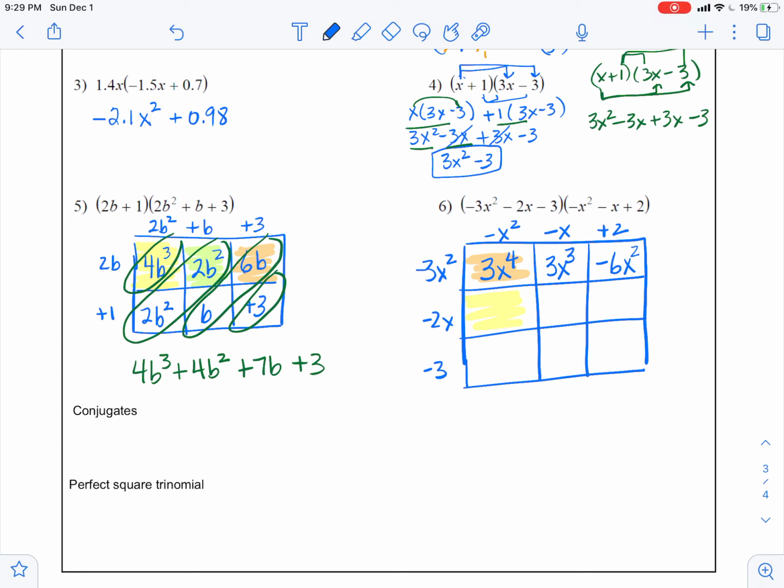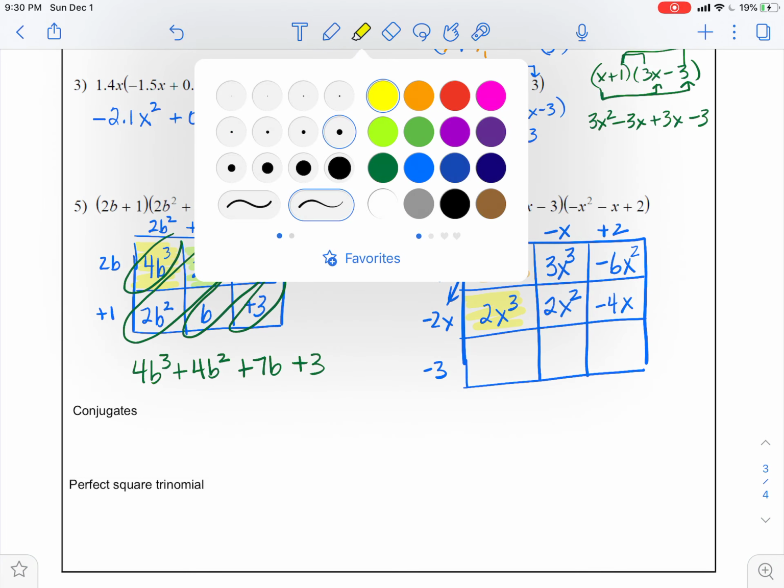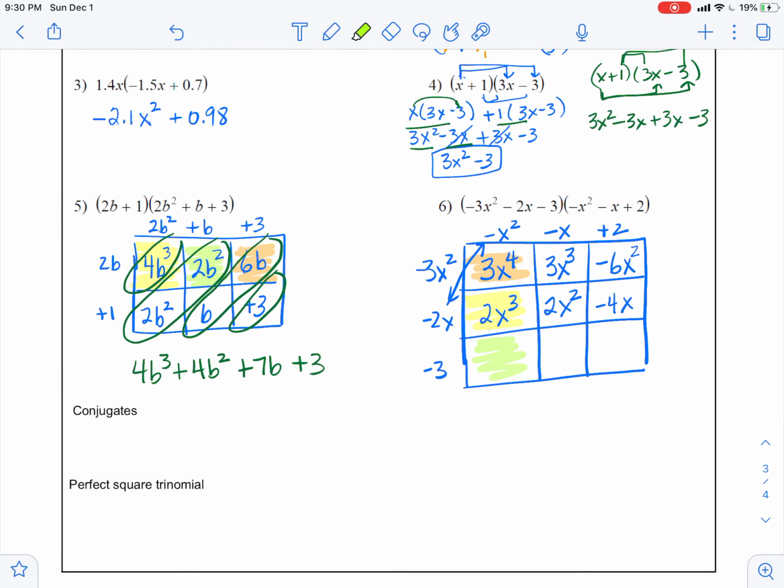Okay, then I'm going to go down to my next row, start off with those. And so negative 2 now times the negative. Okay, so I'm now doing these two. And so that is 2x cubed. Continue across, and that's going to give me 2x squared, and then a negative 4x. And then I'm going to continue on to the bottom row and do the same thing. So I'm going to get 3x squared, 3x, minus 6.